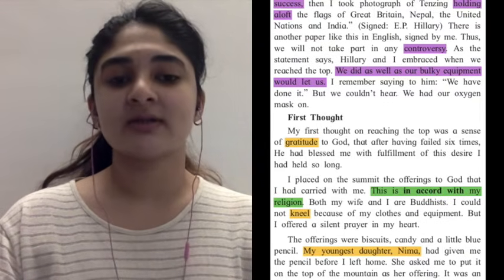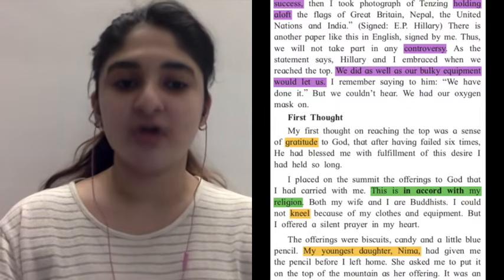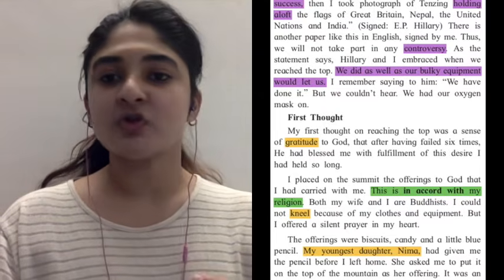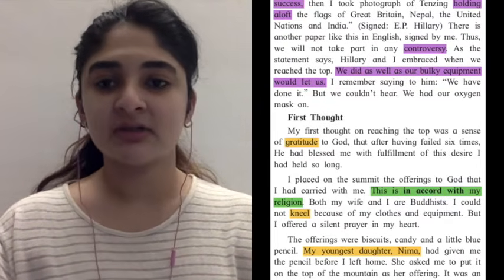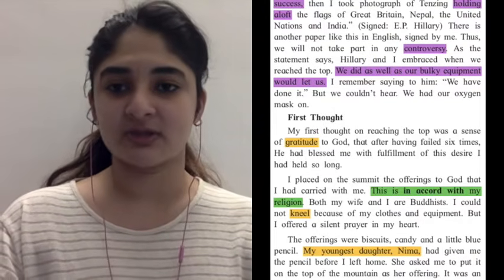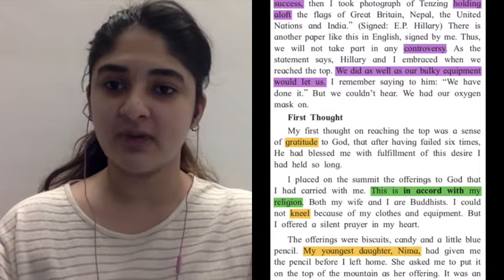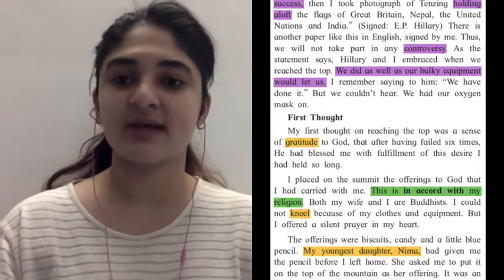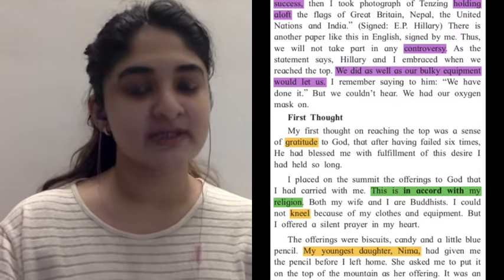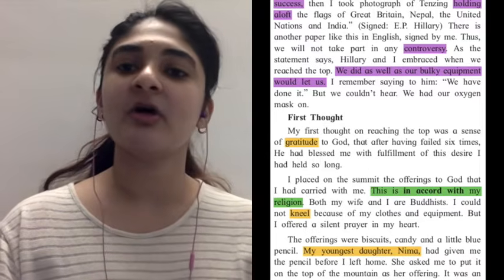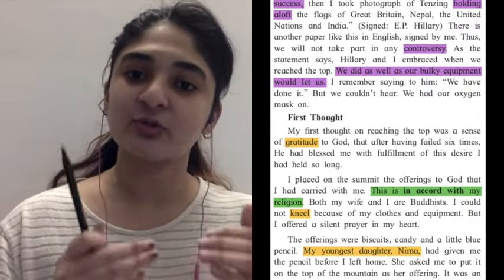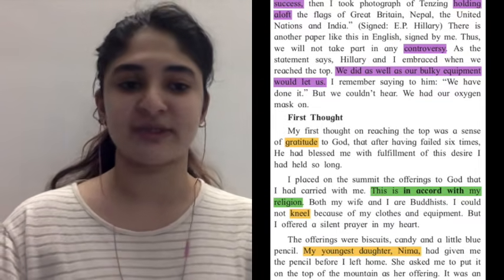The author is saying that he placed his offerings to God that he had carried with him. So according to the author's religion, there are some offerings, like we give prasad to God. Offerings means the prasad that we give to God. Mr. Tenzing, who is the author, has also taken a few things to Mount Everest, and he has placed them there as offering to God. The author is saying that he and his wife are both Buddhists, and this is in accord with the religion. In accord means it doesn't go against the rules of the religion. It is within the rules of the religion that they are making this offering.